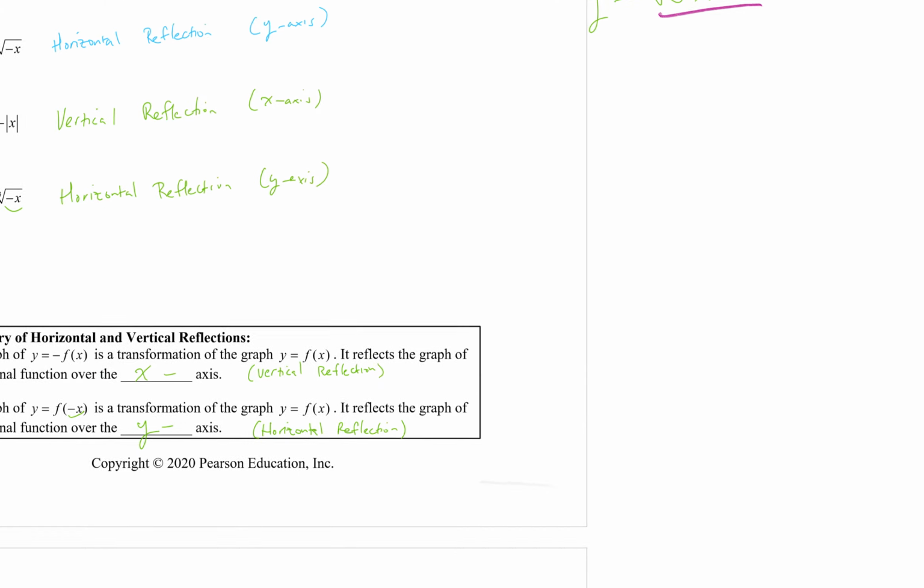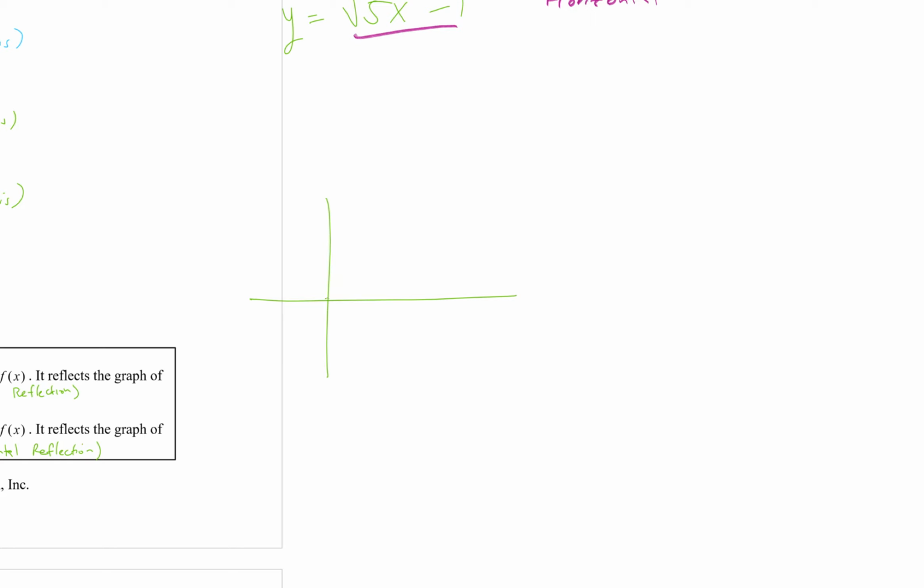Let's do a couple of quick illustrations. The easiest one to do, the best one to do, is the square root of x. This is the equation of the square root of x. If I decide to put a negative outside, it's going to reflect vertically. This is a negative outside. This is a vertical reflection. It reflects literally going up to down. That's a vertical reflection.